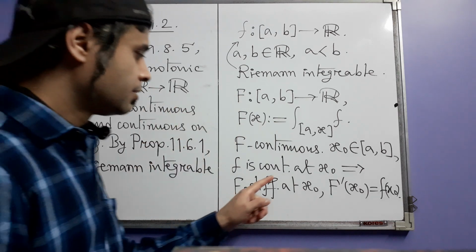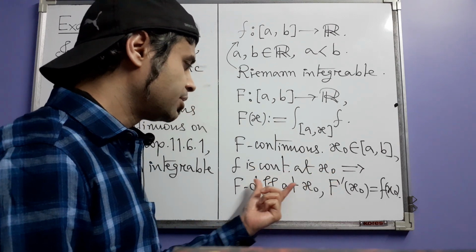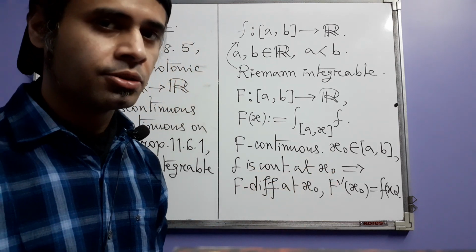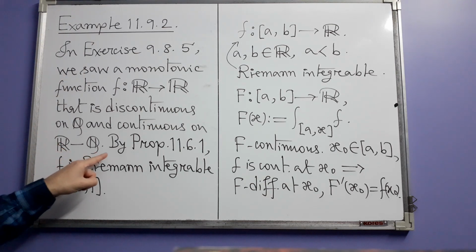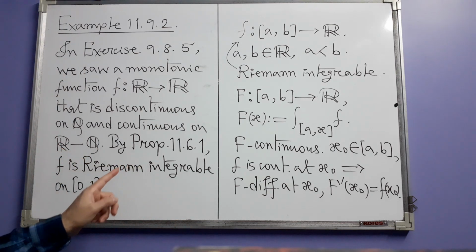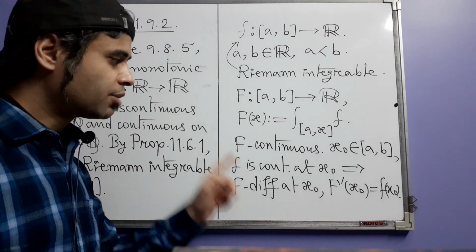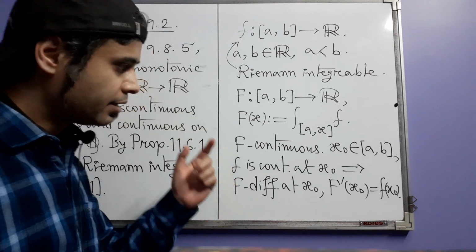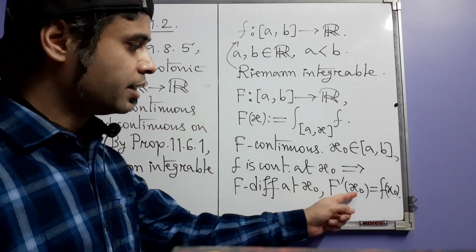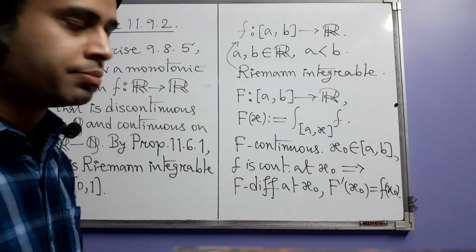Additionally, the places where small f is continuous, capital F will be differentiable at those places. Our small f is continuous at every irrational number. So, the capital F that you will get from this function will be differentiable at every irrational number. And at every irrational number, its derivative will be equal to the value of small f at that number.